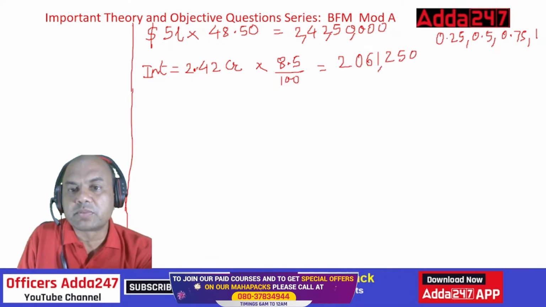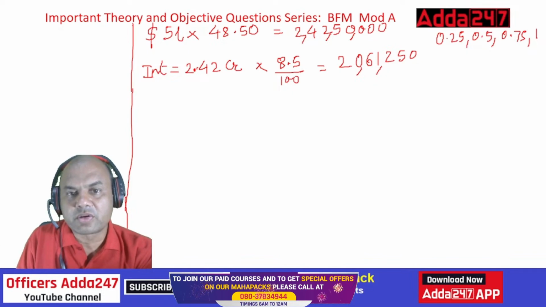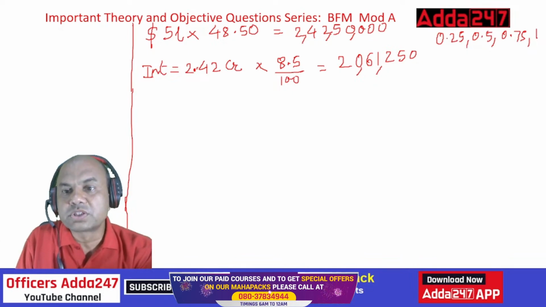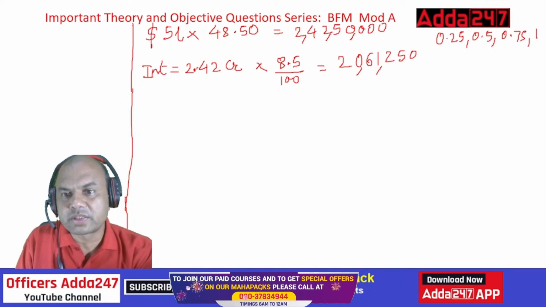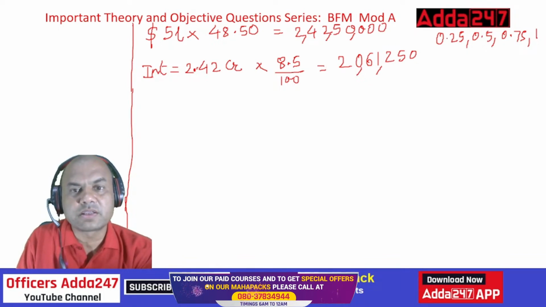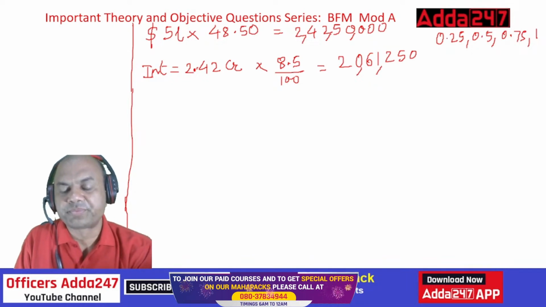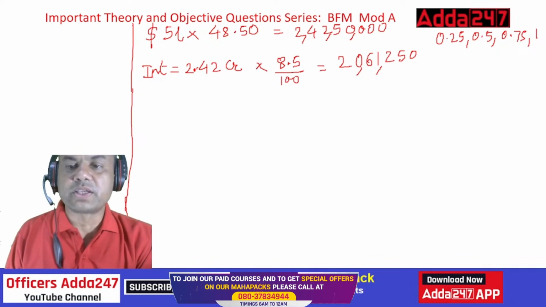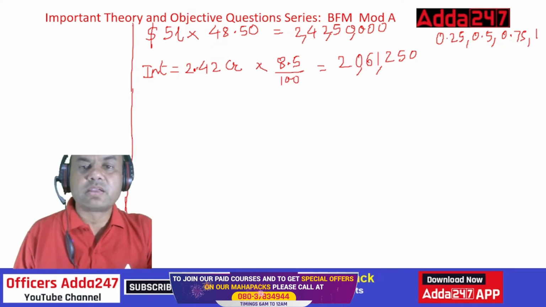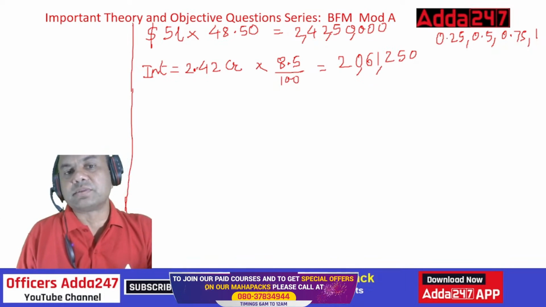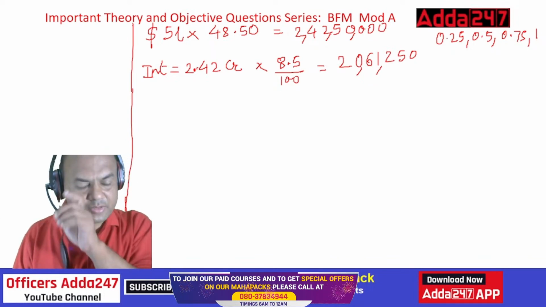2061250. So what is the amount? This and this, right? Am I right or wrong? 2061250, right? I think so. Am I making some mistake? 8.5%, upon 100, right? So 2061250. So what is the amount I'll be giving? It is 20 lakhs and something.